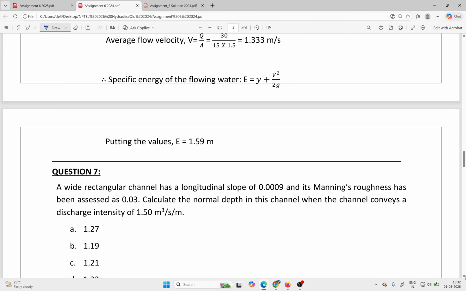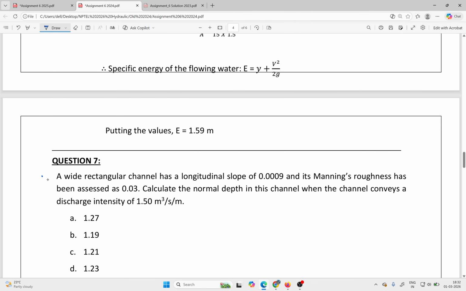Now the next question is question number 7. A wide rectangular channel, again a wide rectangular channel, so the indication is you can consider R as Y, has a longitudinal slope 0.0009 and Manning's roughness has been assessed as 0.03. Calculate the normal depth in this channel when the channel conveys a discharge intensity of 1.5 meter cube per second per meter. So here you need to calculate the normal depth.